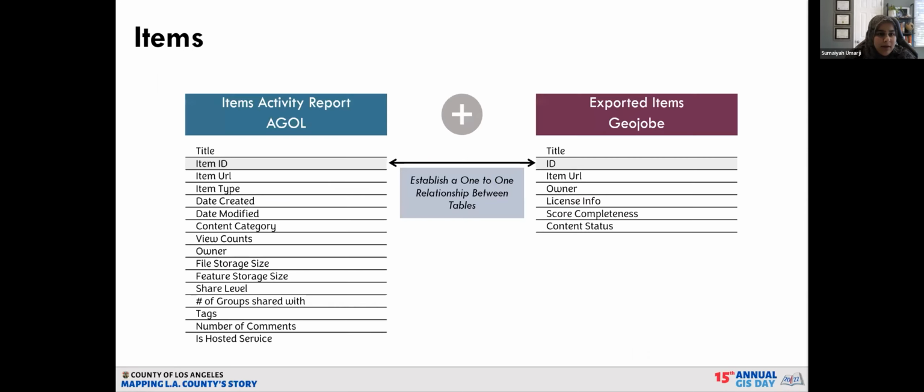Starting off with items, we have 2 extracts, and these are related using item ID. This is a one-to-one relationship. And the reason why we have 2 reports is when we were designing this report, I found that a number of metrics we hope to capture were not available either in the activity report from ArcGIS Online or from GeoJob. An example of that is the content status and completeness score. So we use the 2 extracts and we build a relationship between them using the item ID. This is a one-to-one relationship, and now we're able to create graphics and present metrics combining our different data.